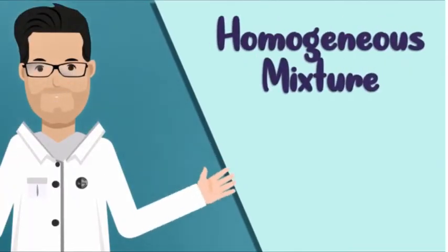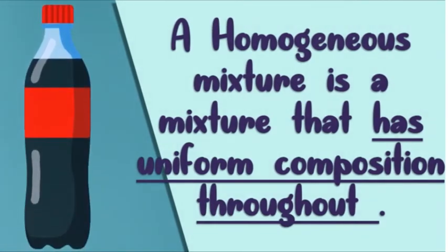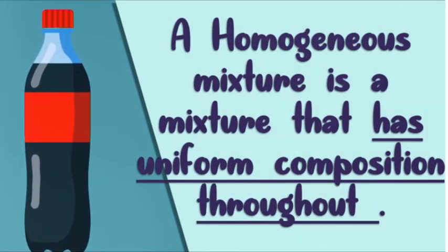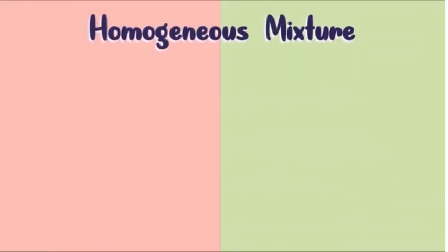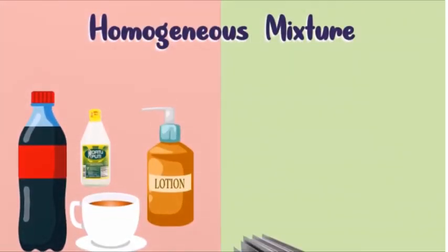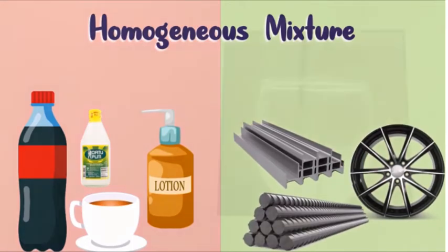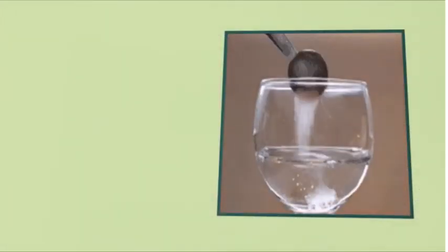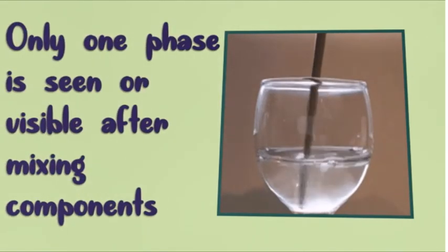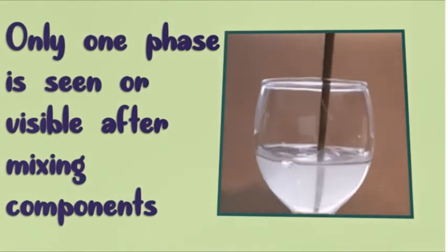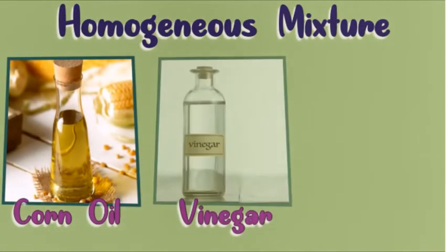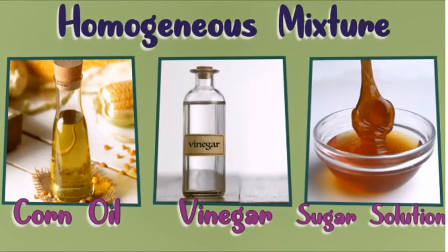Now let's talk about homogeneous mixtures. A homogeneous mixture is a mixture that has uniform composition throughout. A homogeneous mixture could be in liquid or solid form. Only one phase is seen or visible after mixing the different components. Corn oil, vinegar, and sugar solutions are homogeneous mixtures, since only a colorless liquid is observed.